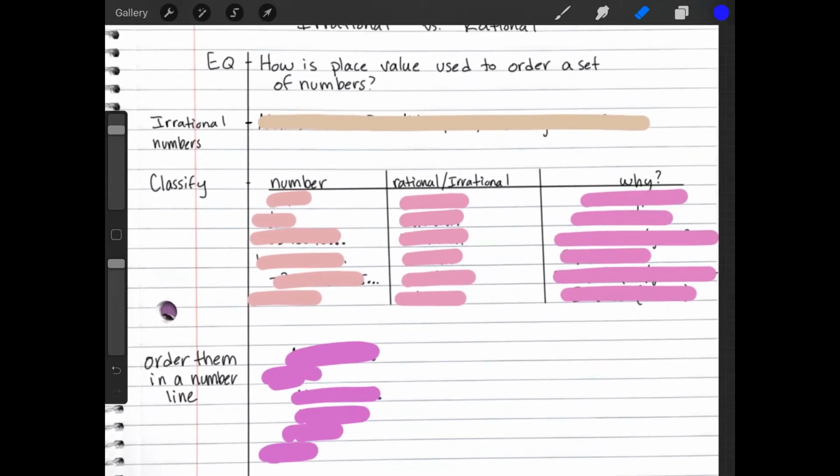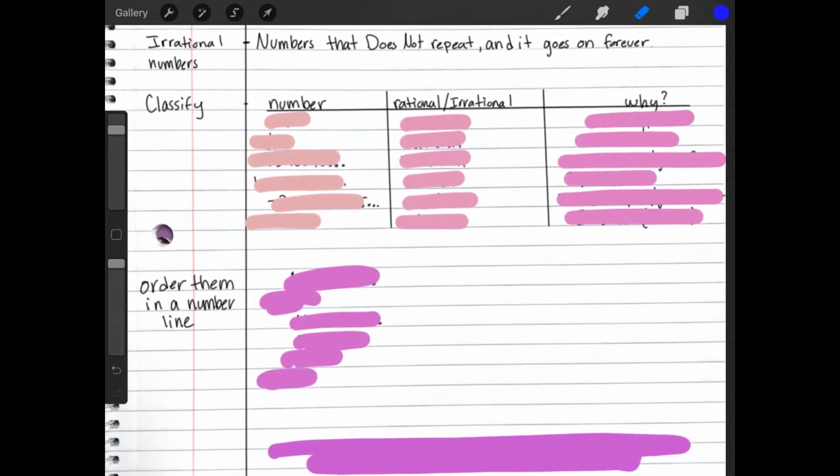Okay. Let's have a refresher and let's talk about what irrational numbers are. So remember, those are numbers that do not repeat and it goes on forever. So it has that ... at the end. Okay. And the very first thing that we're going to do with irrational numbers and rational numbers is we're going to classify them, and then we're going to say why they are in that classification. Okay.